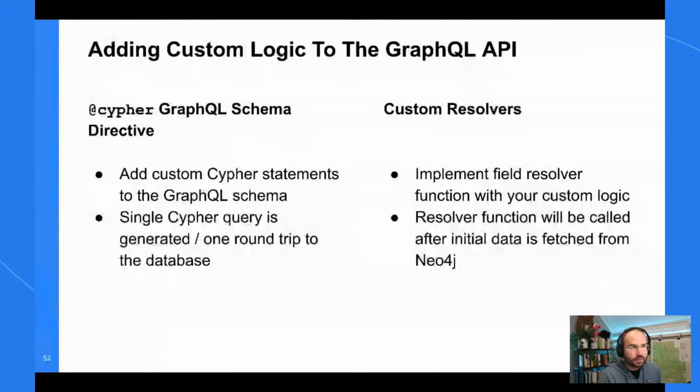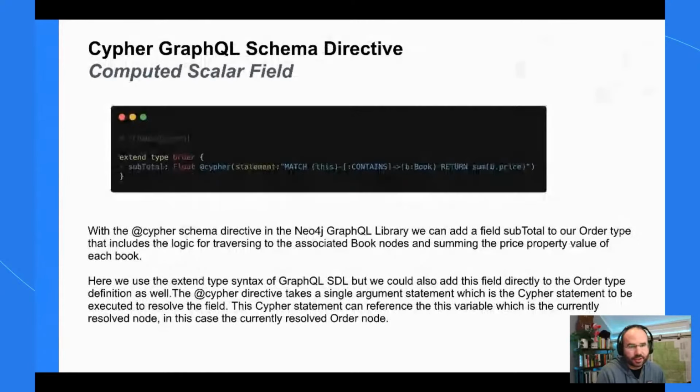So there are two basic approaches to adding custom logic in our GraphQL API with the Neo4j GraphQL library. We can use these Cipher directive fields that we've mentioned a couple times, where we're attaching a Cipher statement to our API, or we can implement custom resolvers. So these are functions we're going to write that have some custom logic that could really do anything we want. We could connect to Neo4j, write a query, we could call out to some other system, we could read from the file system. Like the sky is the limit. If we can write code for it, we can do it in a resolver.